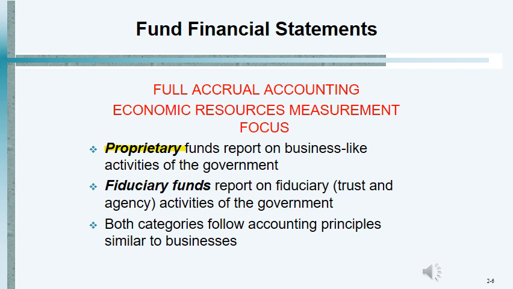Remember, we talked about 3 categories of funds, even though there are 11 different funds, 3 categories. And when we're in our proprietary funds or fiduciary funds, since we're at the fund level, we will still have our focus of fiscal accountability. But now for these 2 categories of funds, our proprietary funds and our fiduciary funds, we will use full accrual accounting, just like we do at the government-wide level, and we will have the economic resources measurement focus.